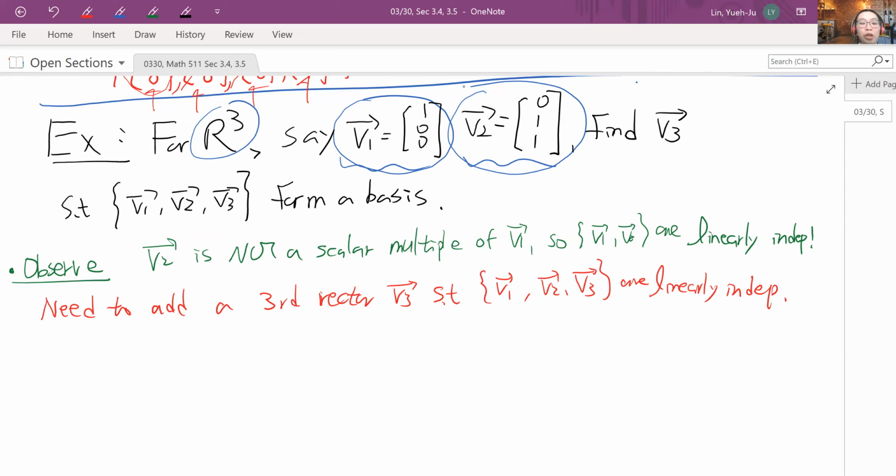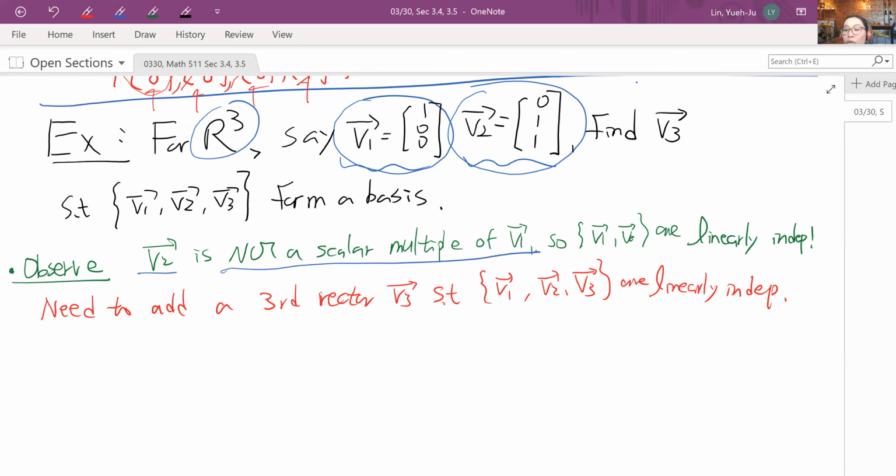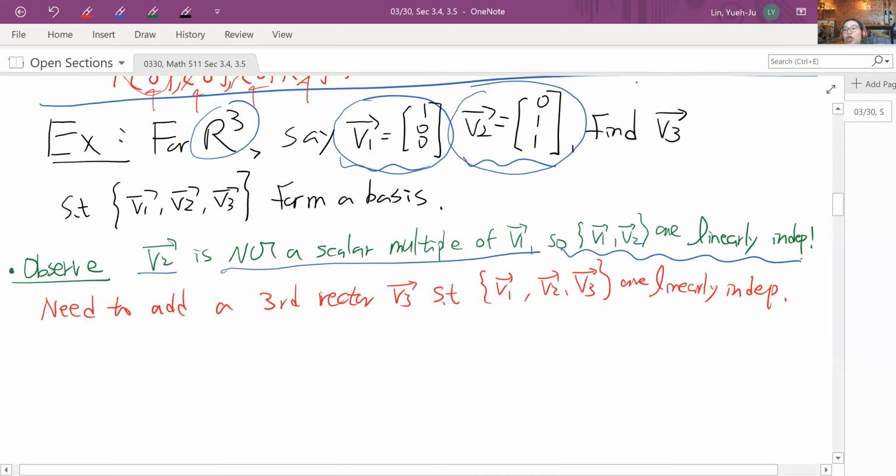So first we observe that V2 is not a scalar multiple of V1. You cannot multiply V1 by some scalar to get V2. This is what tells me that these 2 are linearly independent, which is something we talked about in the previous section. So first we make sure the first 2 that we start with are independent. Then we find the third one, and hopefully these 3 vectors together are linearly independent.